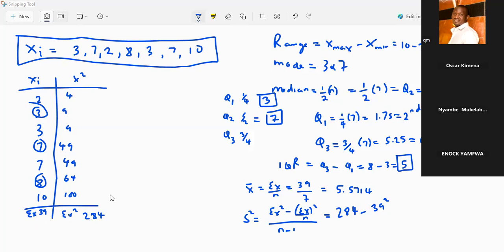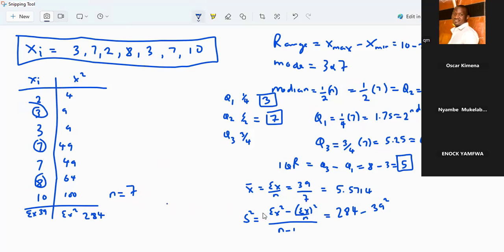And our n in this case is the number of observations that we have. This is 1, 2, 3, 4, 5, 6, 7. So observations are 7. How do we find our mean? Summation of x over n. So the sum total that we had in this case was 39 over 7, which is 5.5714.